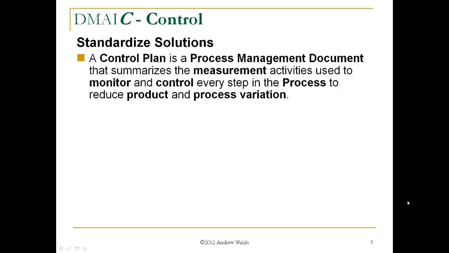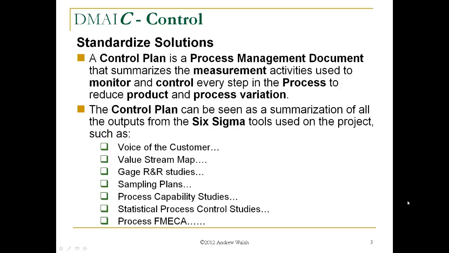A control plan is a process management document that summarizes the measurement activities used to monitor and control every step in the process to reduce product and process variation. The control plan can be seen as a summarization of all the outputs from the Six Sigma tools used on the project. Things such as the voice of the customer, things from the value stream map, gauge R&R studies, sampling plans, the process capability studies you may have performed, statistical process control studies that you may have performed, and information from your process FMECA.